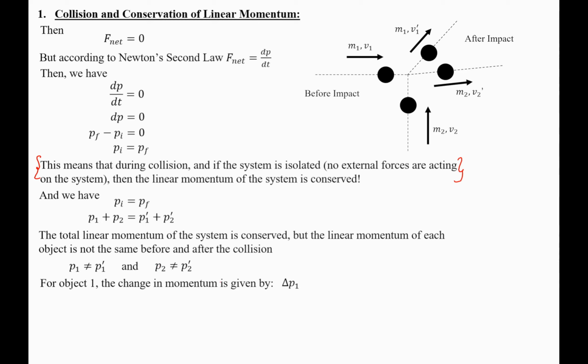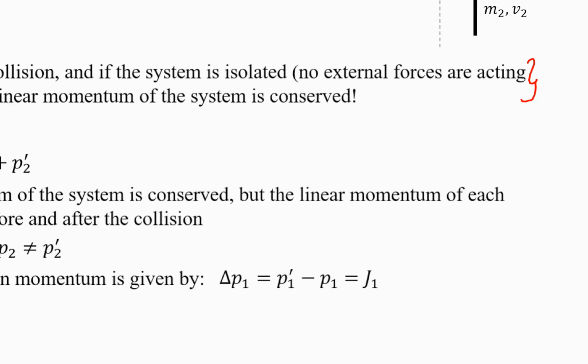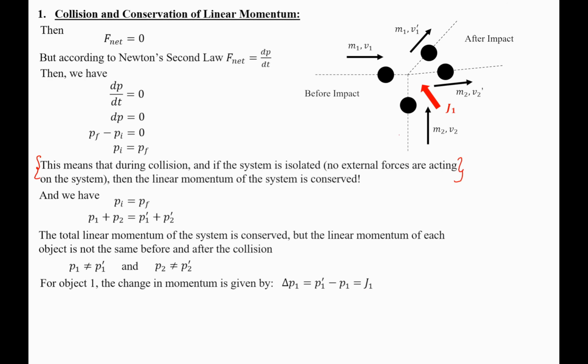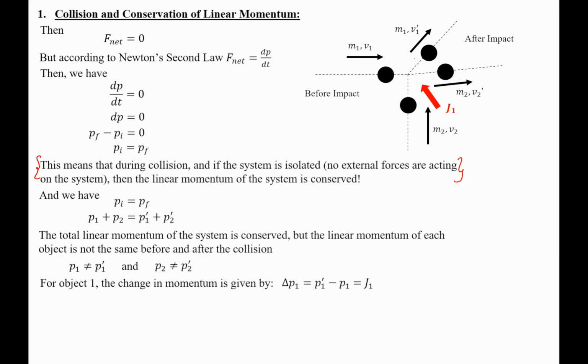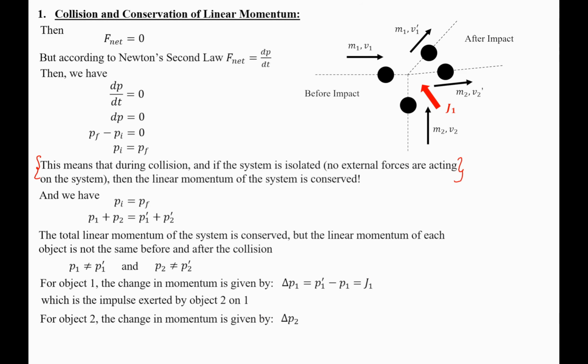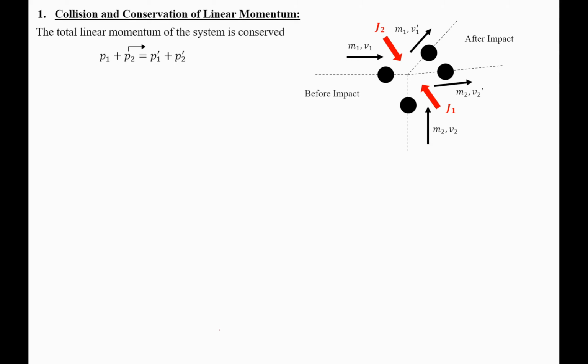The change in momentum is given by delta P1, which is P1 prime minus P1, and this is given by the impulse J1, which is the impulse exerted by object 2 on object 1. So delta P1 would be the change of momentum for object 1, which is P1 prime, the final momentum, minus P1. That would be J1, the impulse exerted by object 2 on object 1. Similarly, we can talk about delta P2, which is the change in momentum for object 2, which is J2, the impulse exerted by 1 on 2.